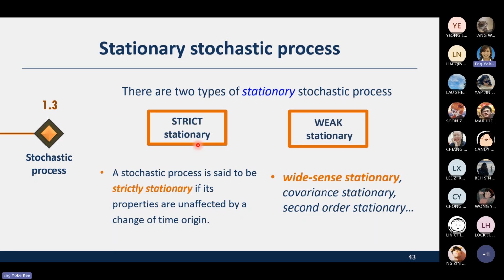Okay, so the other one is what we call weak stationary. All right, so comparing strict and weak, what is the key difference? Weak stationary is also called wide-sense stationary, covariance stationary, or second-order stationary. So different names, but really referring to the same thing. Okay, so what is this weak stationary?